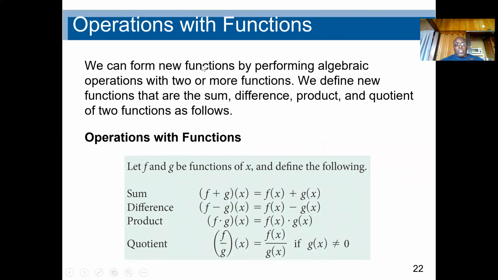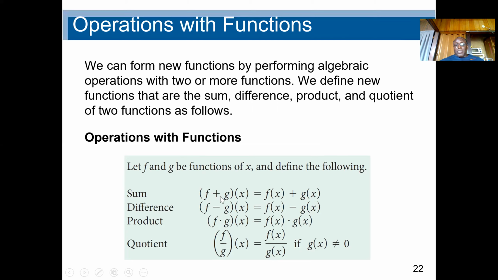So operations with functions, there are so many operations we can do with functions. For example, the concept is the same as polynomial. We did the polynomial already. In polynomial, we can do addition, subtraction, multiplication, division. The same thing with operations with functions. We can do addition, subtraction, multiplication, division.